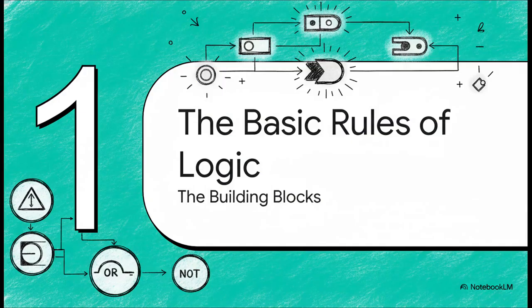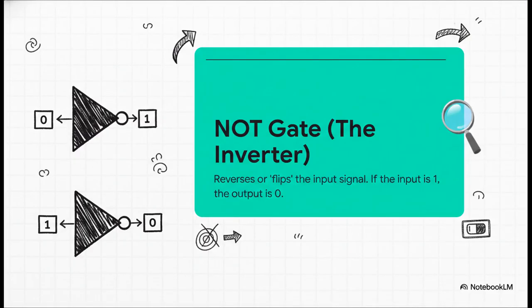So if we want to understand how billions of these little switches can create something so powerful, we've got to start with the absolute basics. Let's meet the 3 fundamental decision makers that are at the very heart of every single processor. First up, we've got the simplest one of all, the NOT gate. You can also call it an inverter. Its job is super straightforward. It just flips whatever signal it gets. You give it a 1, it spits out a 0. You give it a 0, it gives you a 1. It's basically the ultimate contrarian of the circuit world.